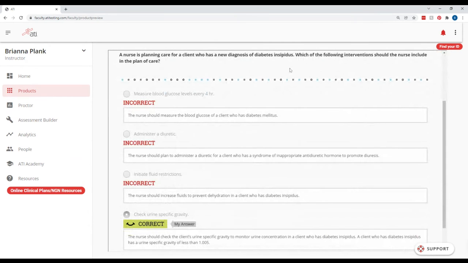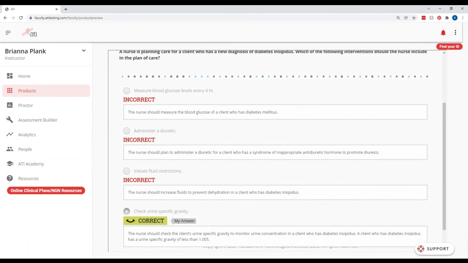Okay, so diabetes insipidus, remember, we're having a lot of urine output. We want to be monitoring our specific gravity.